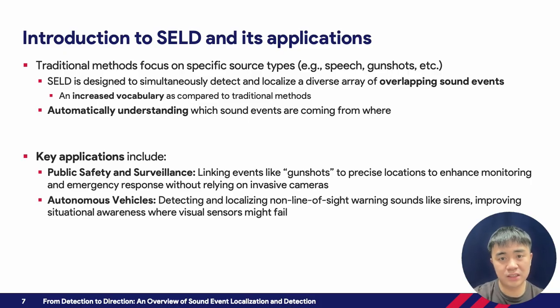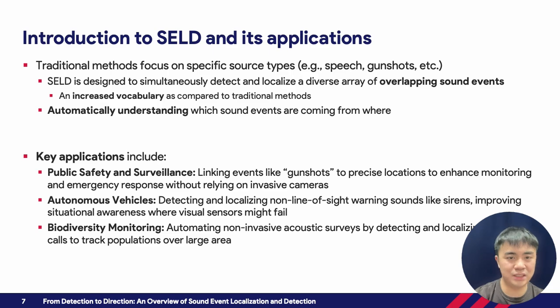For autonomous vehicles, vision is critical, but it's limited by field of view and occlusions. Now, SELD can detect and localize non-line-of-sight warning sounds, like an approaching ambulance siren, and this will give the vehicle crucial extra seconds of situation awareness where visual sensors may fail. And last is biodiversity monitoring, which allows for non-invasive, large-scale acoustic surveys that automate the process of detecting and localizing animal calls to track populations over vast, dense areas.